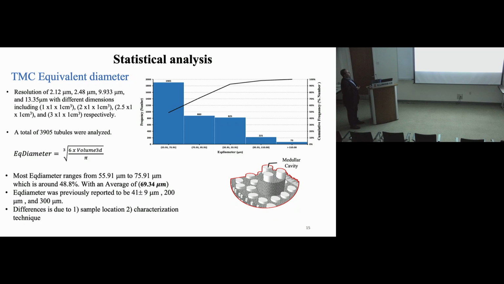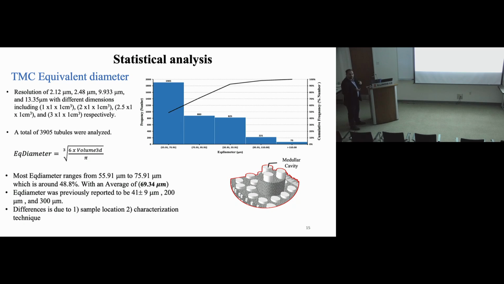One of them is the equivalent diameter of this medullary cavity. And you can see here, the medullary cavity before was calculated with large variation. But here, what we found is that the average of, one of the things that I need to mention is the beauty of micro CT scan is that you can analyze thousands and thousands of tubules, not like the previous work. The previous work used only a light microscope, and someone sat there and counted by eye.